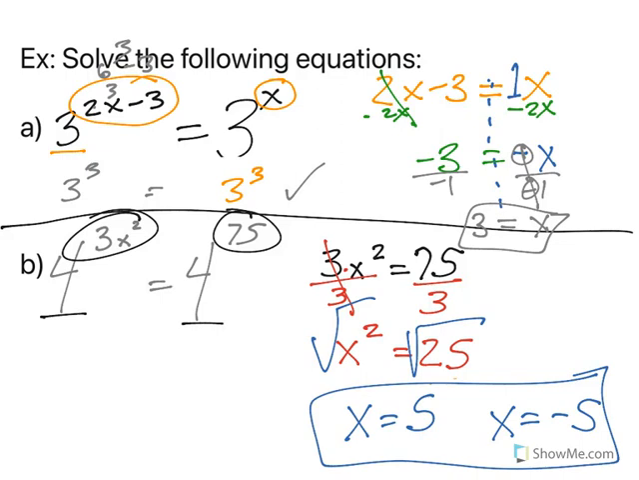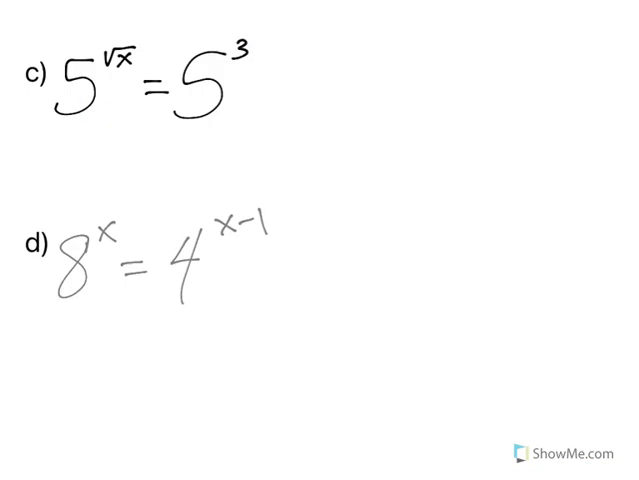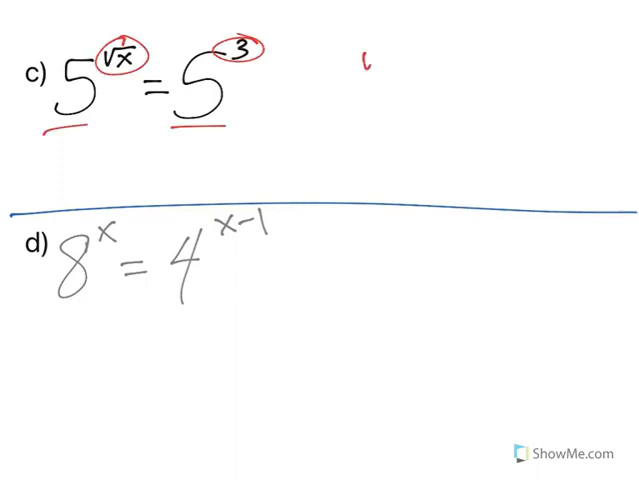Both of these work because either way, when I plug in for x, if I take negative 5 and I square it, I get a positive 25. So that works. So this one actually has 2 answers. Let's do 2 more. I have 5 to the square root of x equals 5 to the 3rd. Again, bases are the same, so I can set my exponents equal. Square root of x equals 3.